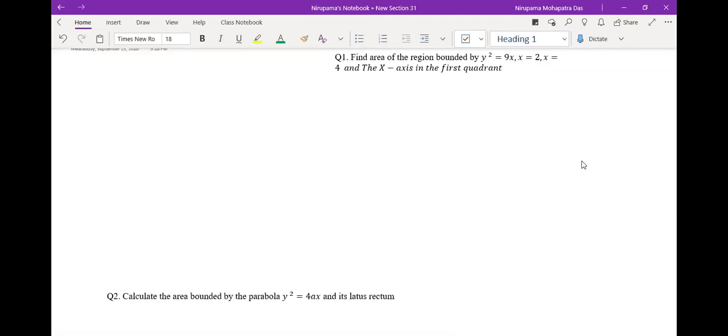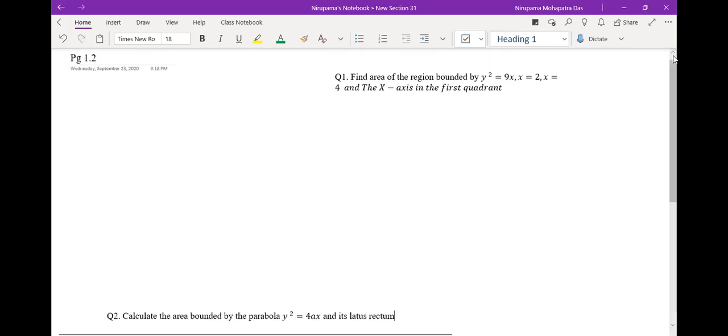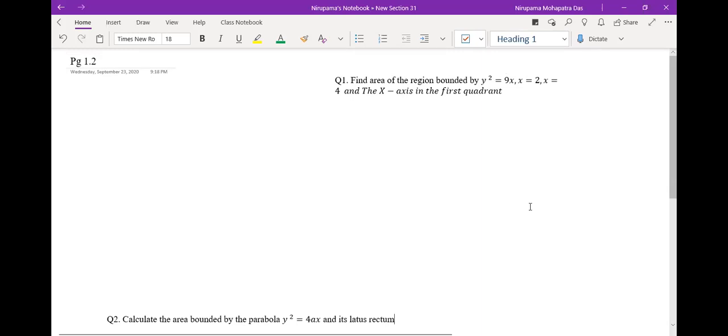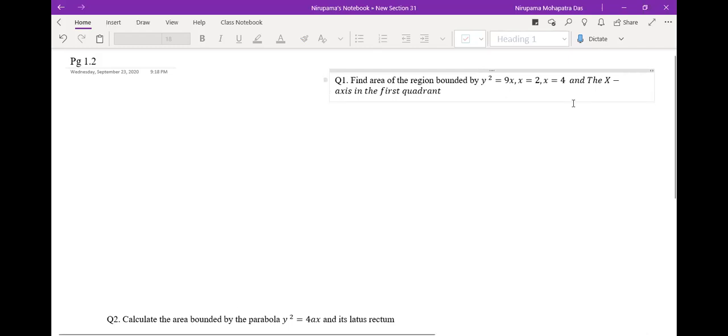So let's take some questions now. Question number 1: find the area of the region bounded by y square equal to 9x, x equal to 2, x equal to 4, and the x-axis in the first quadrant.